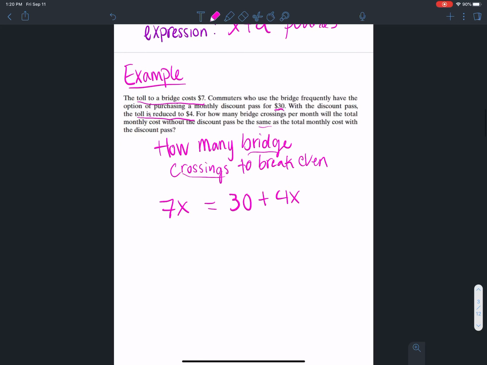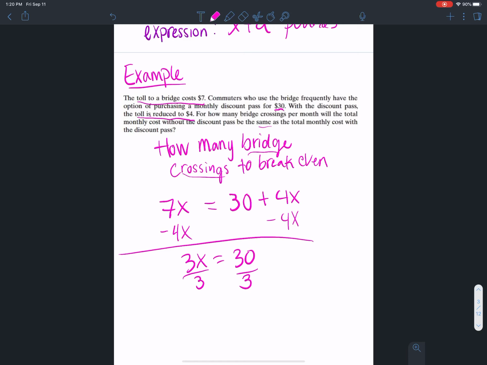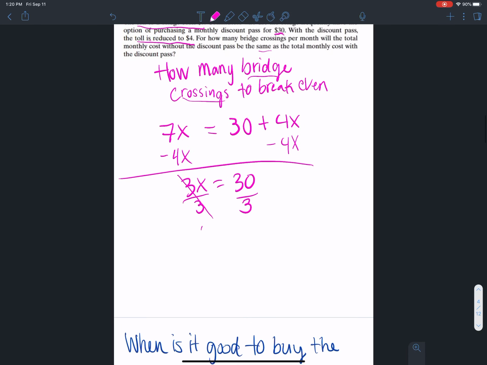So now that we have our equation set up, we can start solving for x. So let's get x on one side and our constants on the other. 7x minus 4x is 3x equal to 30. We're going to divide by 3. The 3's cancel. You're left with x, and 30 divided by 3 is 10.